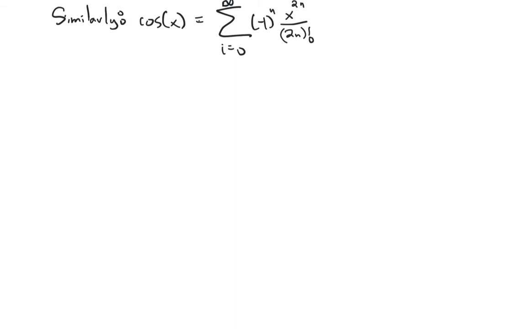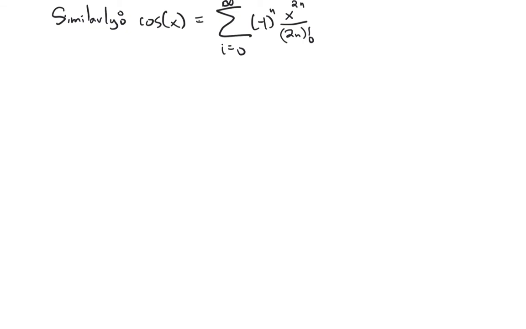Similarly, you can show that cosine of x has a very similar Taylor series here, but the even terms are going to be the ones that survive here. So you have x to the 2n over 2n factorial. It might be a good exercise to check the same ideas from the previous example with cosine of x to make sure that you're getting the same thing here. So that's great.